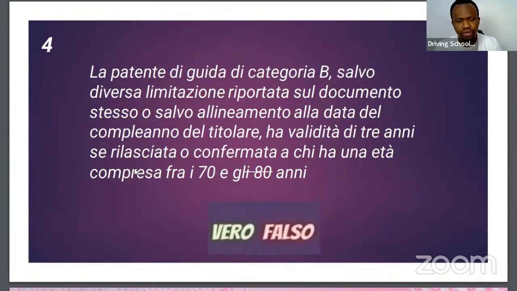Okay. So number 4 says, la patente di guida di categoria B, salvo diverse limitazioni riportate sul documento stesso o salvo allineamento alla data del compleanno dei titolari, ha validità di 3 anni se rilasciato o confermata a chi ha un'età compresa fra i 70 e gli 80 anni, vero o falso?